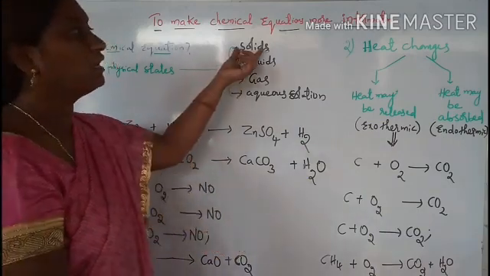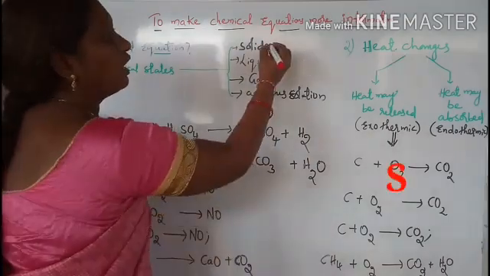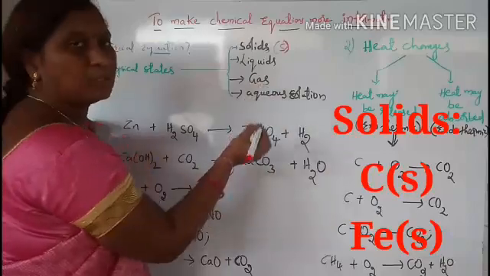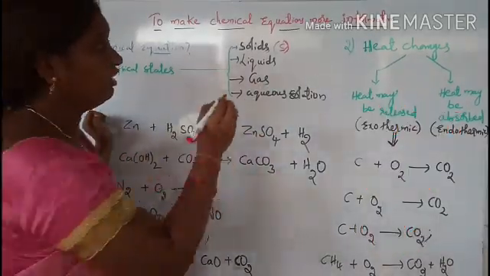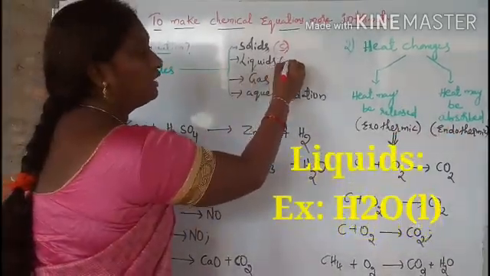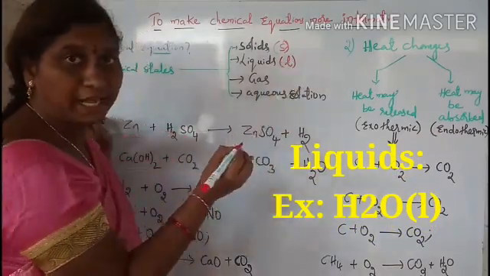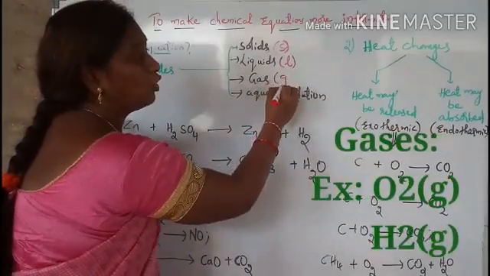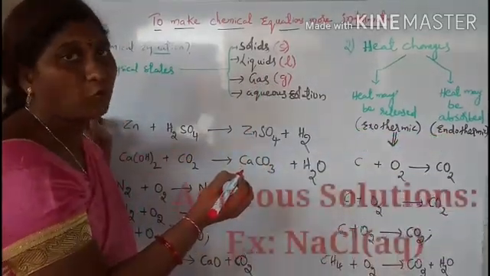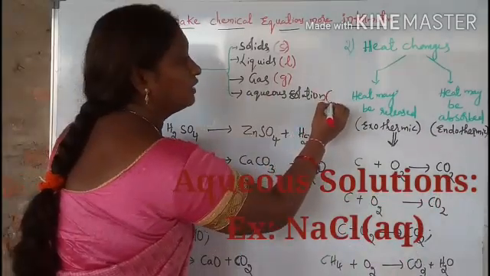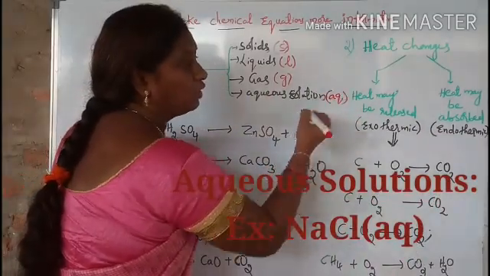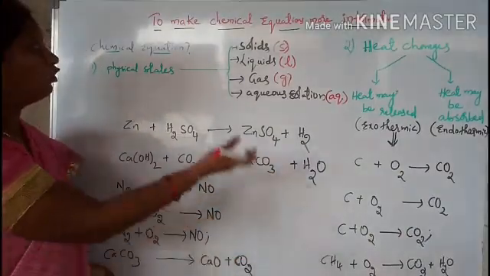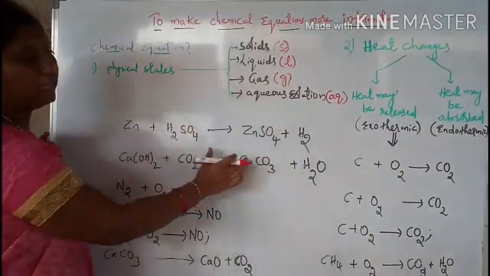If a reactant or a product is a solid, you have to indicate a small s in brackets beside the formula or symbol. If it is a liquid, you have to indicate small l in the brackets beside the formula or symbol of reactant and product. If it is gas, you have to indicate small g. And if it is a solution with water solvent, then you have to indicate aqueous solution as aq in the brackets. So here are some unbalanced chemical equations. Now we will see how the physical states are indicated here.